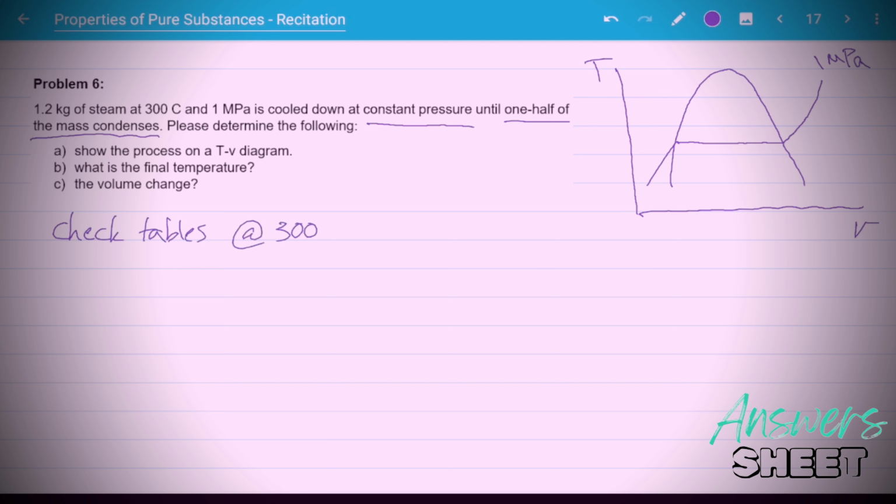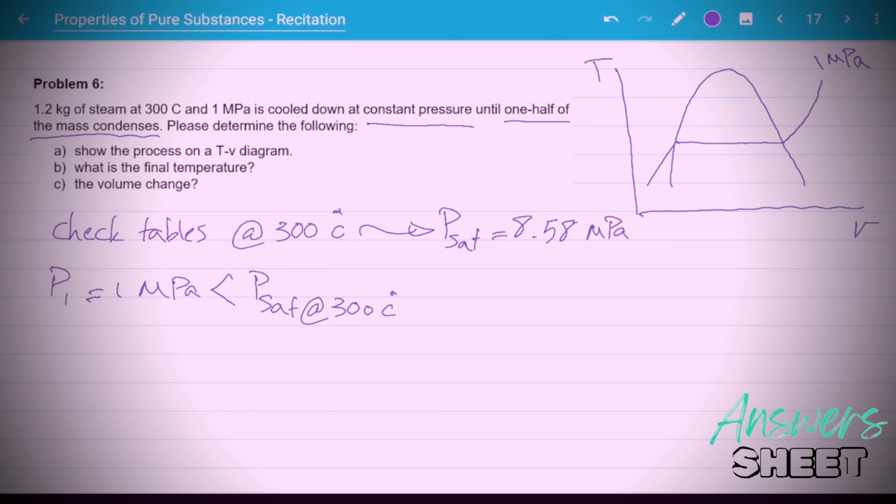for 300 degrees. Okay, now if you do that, you will see that the saturation pressure for the temperature of 300 degrees Celsius is 8.58 megapascals. Our initial pressure, which was 1 megapascal, is way smaller than the saturation pressure at 300 degrees Celsius, right? So what does that mean? It means that we are dealing with a superheated vapor.